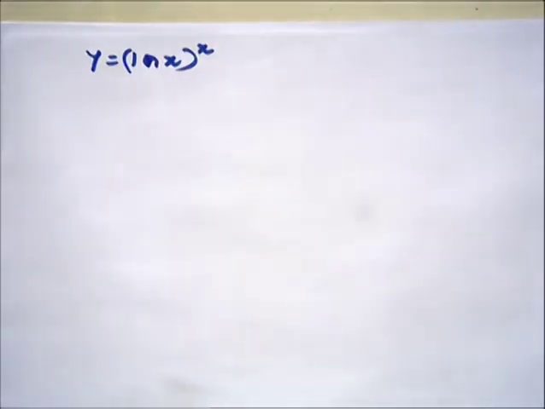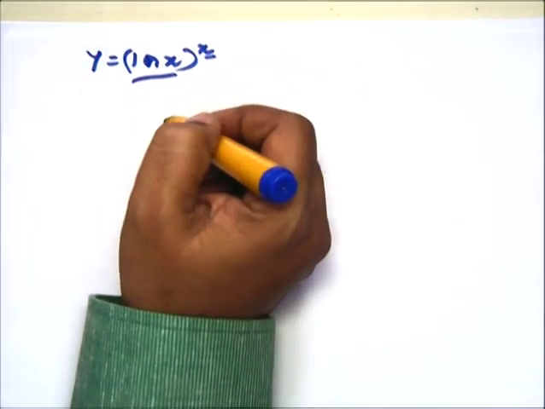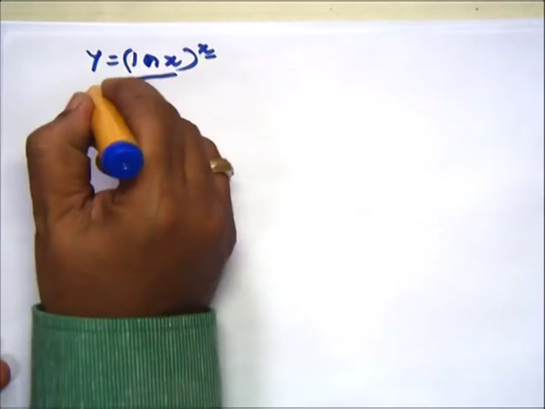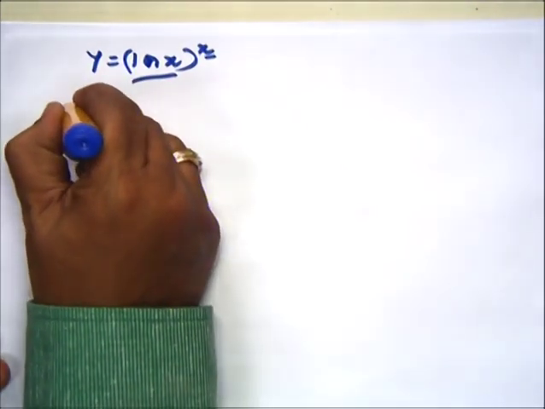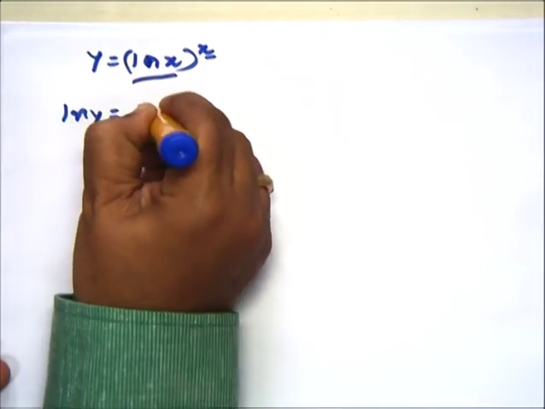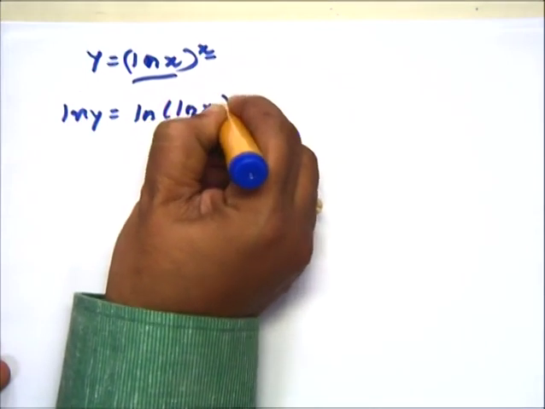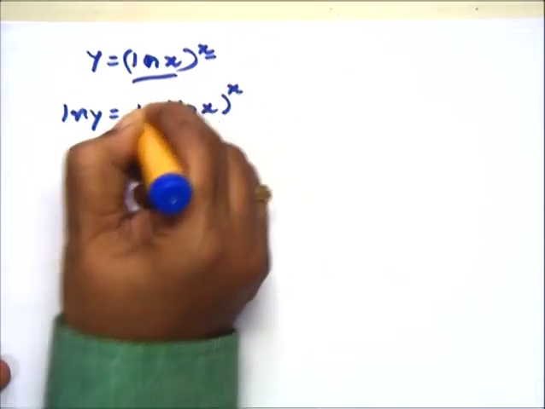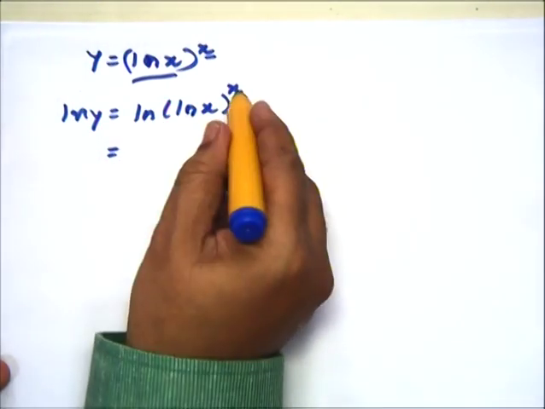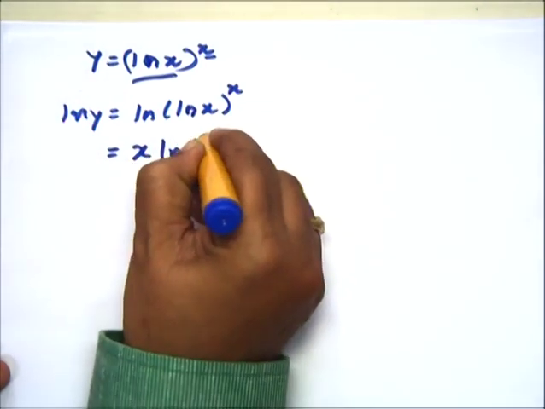Now here the base and the power both are functions of x. So we have to differentiate. If we want to differentiate, we have to take log both sides. So log y is equal to log of (log x) raised to x. Now this x we can take outside, in multiplication. So it is x into log of log x.